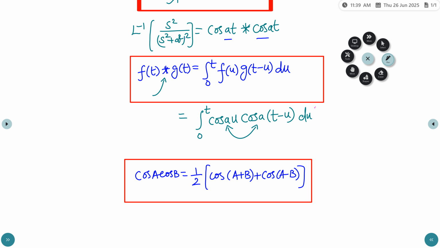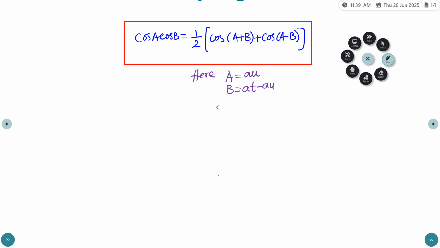In our integration, capital A is equal to au. And what about B? B is equal to at minus au, that is, a into t minus u. So at minus au. This is our A and B here. So apply the formula for this A and B. Then what can we get?